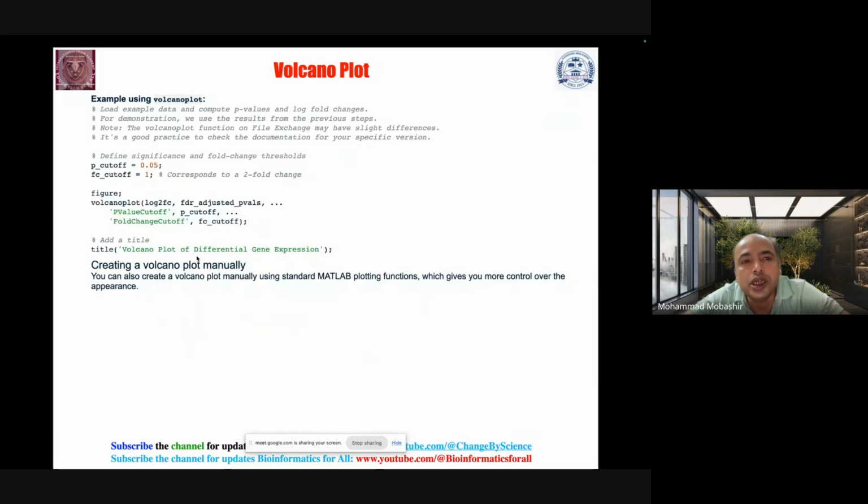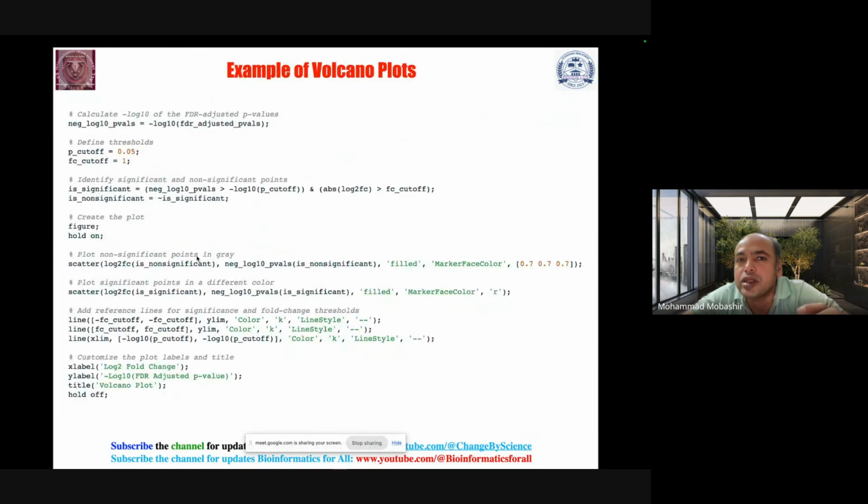Now, you need to think about the volcano plot. You can also do this manually. So create a volcano plot manually by using standard MATLAB plotting functions, which gives you more control over the appearance and the methodology.